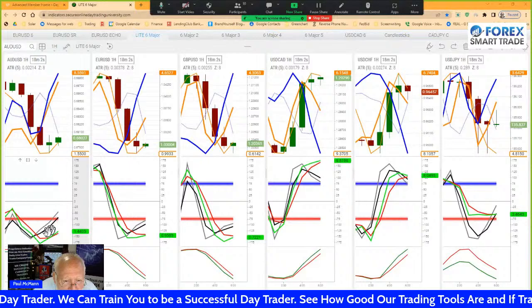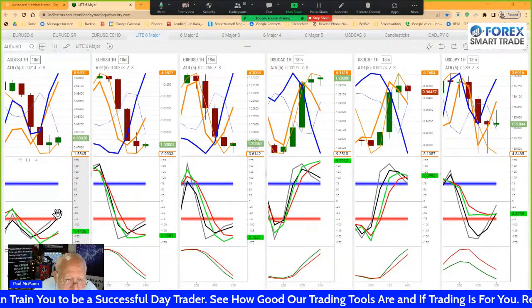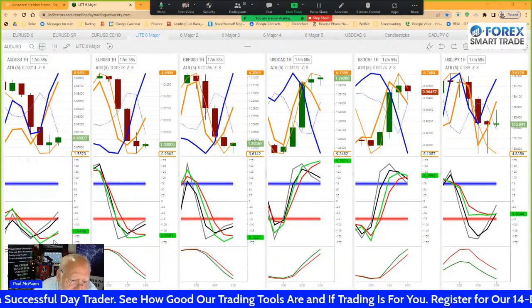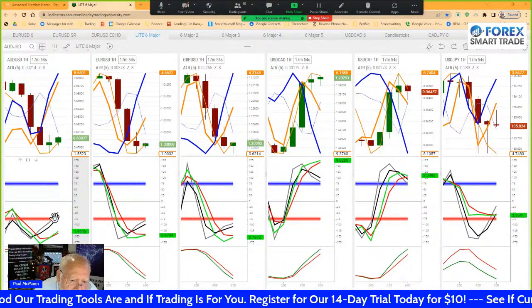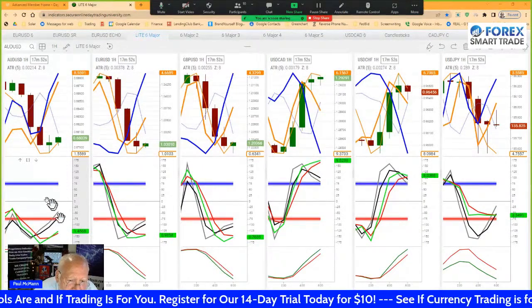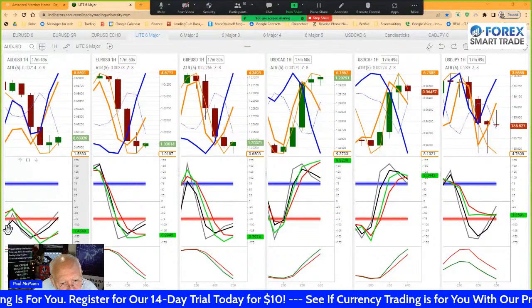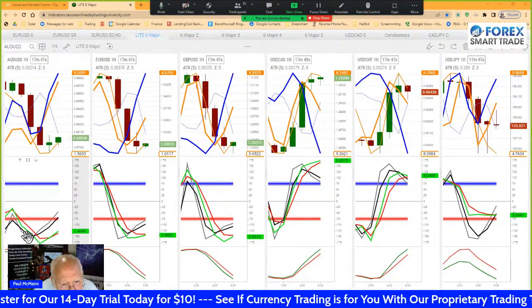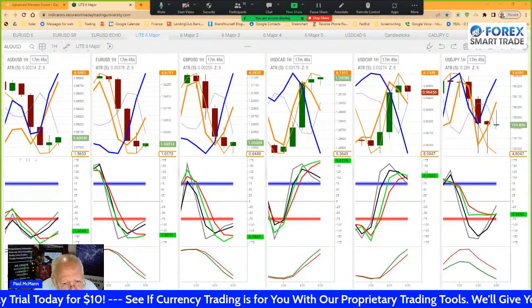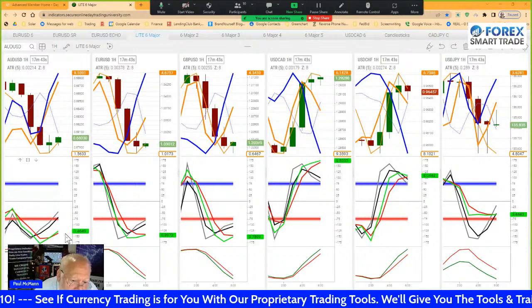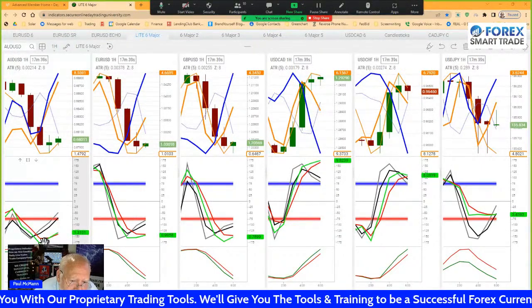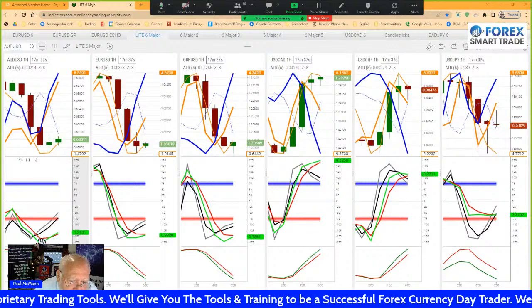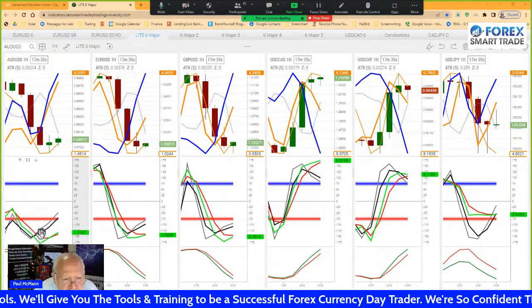So that's 1 point. Everybody's pointing up. That's 2 points. And the green line is crossed over the red. So that's a 3rd point. And the gray line is crossed over the black. So I got 3 points here. I would prefer that the lines are closer together. And I would also prefer that there's more steepness to this green line. You can see it's kind of wavering. But we do have 3 points here.